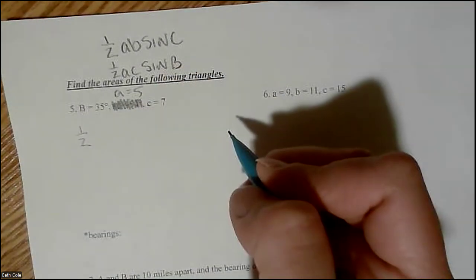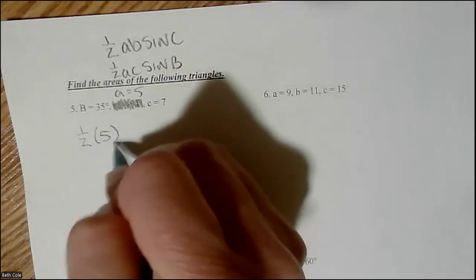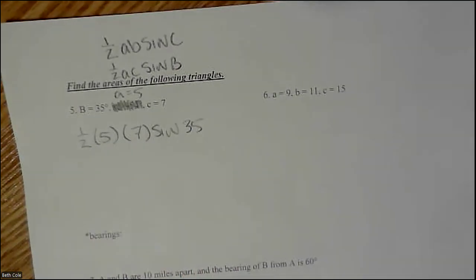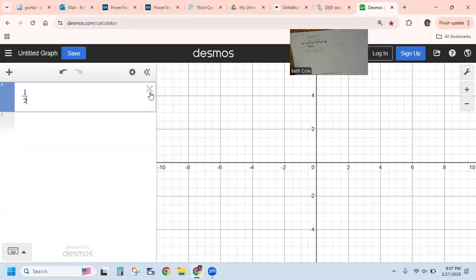So if we're looking for our area, in this case, it's going to be 1/2 times 5 times 7 sine of 35. I'm going to just go type that in. So 10.037. And I didn't put units on here, but say I had put centimeters, it would be centimeters squared. It's squared for an area.